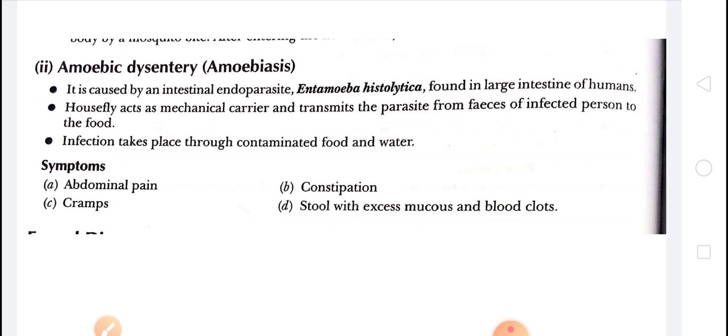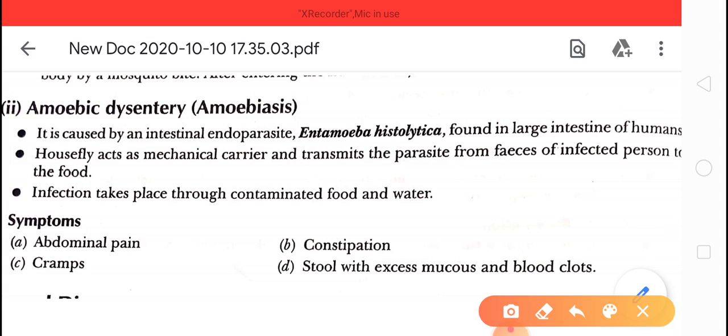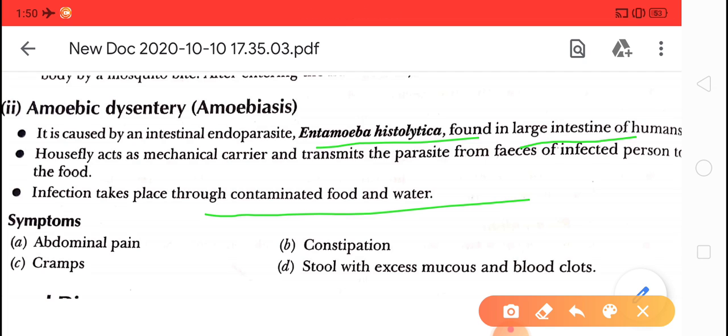Now next, children, is another protozoan disease, that is amoebic dysentery or amoebiasis, we can say. Amoebic dysentery is caused by Entamoeba histolytica. This Entamoeba histolytica is found in the large intestine of the human. And how can it reach the large intestine? By infected food and water.